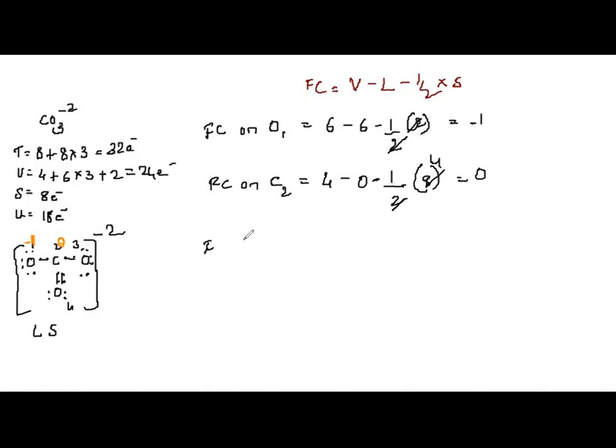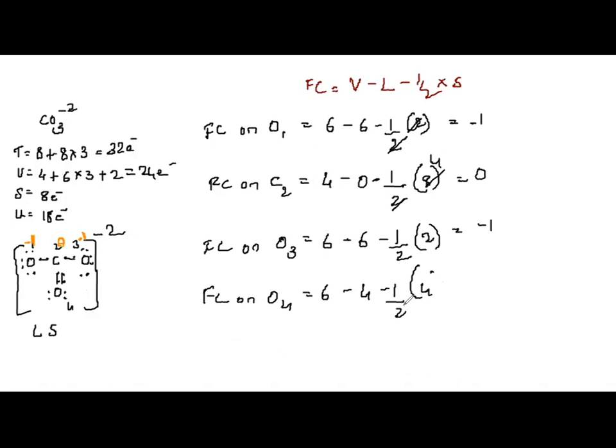Okay. Formal charge on oxygen number 3. So 6 is the valence electrons minus how many non-bonded? It is 6. Non-bonded are 6, minus half into 2. Correct? So it is again minus 1. So here we have minus 1 on this oxygen again. Last one. Formal charge on oxygen number 4 is equal to 6 minus how many non-bonded electrons? There are 4, minus half into, again 4 are involved in bonding. So 2 ones are 2, 2 twos are 4, 6 minus 4 is 2. 2 minus 2 is 0. So this oxygen has 0 formal charge.